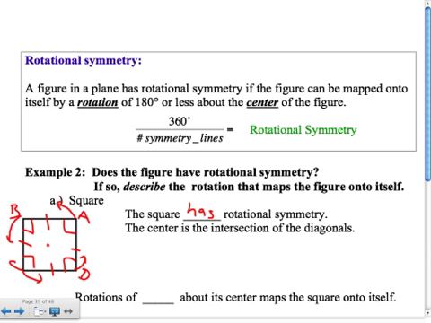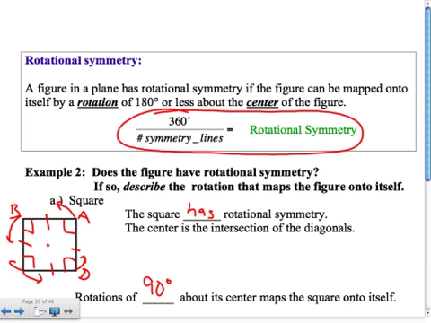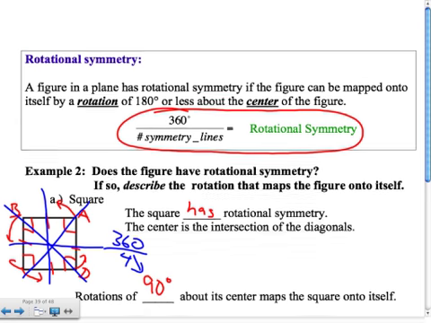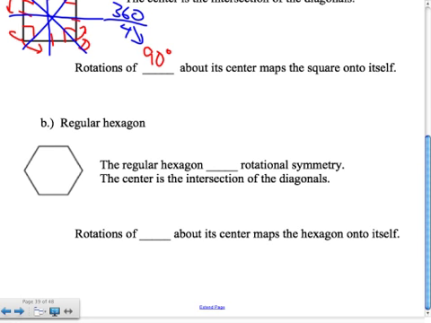So how much do I have to rotate the square to get it back onto itself? Well, I just got to go a corner turn, and a quarter turn is telling me that 90 degrees is the angle of rotation here. We could have known that also because this says right here, 360 divided by the number of lines of symmetry gives you your rotational symmetry. From the example above, a square has 1, 2, 3, 4 lines of symmetry, and 360 divided by 4 is where that 90 came from. So that's more of a systematic way of finding the degree of rotation.